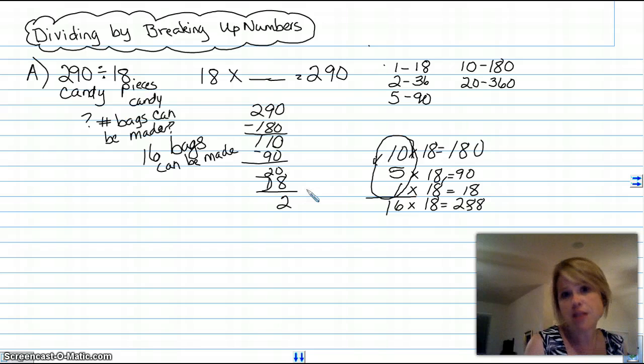But when it comes to the STARS test, boys and girls, they're not going to ask you to just divide willy-nilly like I'm asking you to do. They're going to give you a story context. They're going to give you a story problem on how to divide a 3-digit by 2-digit. Your job is to figure out how to answer the question that they are asking. It might be how many bags can be made. So that's when you would use 16.